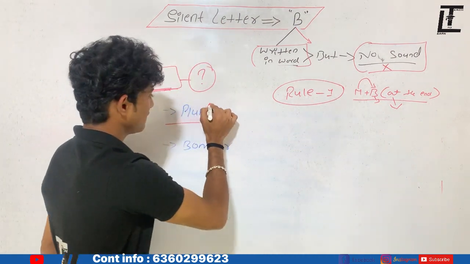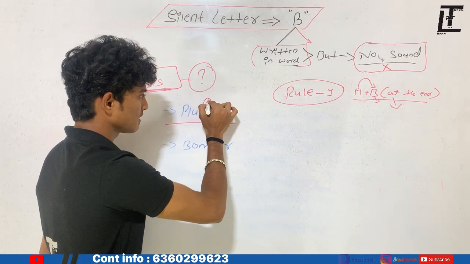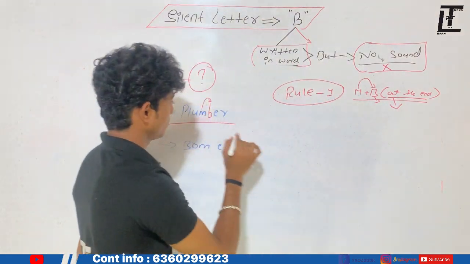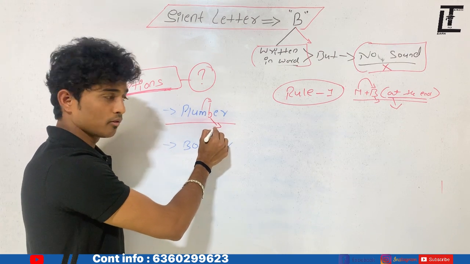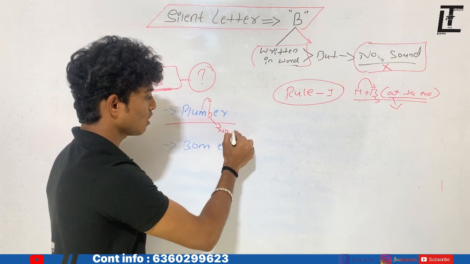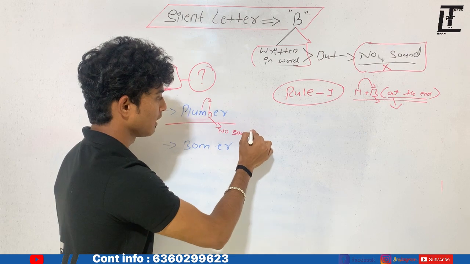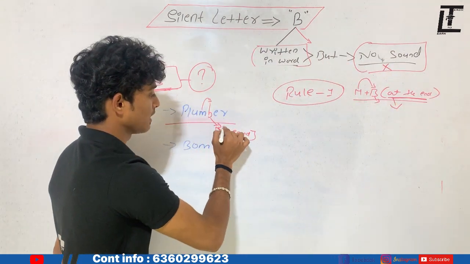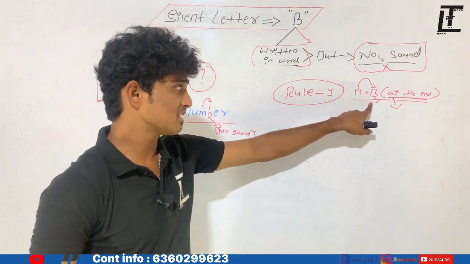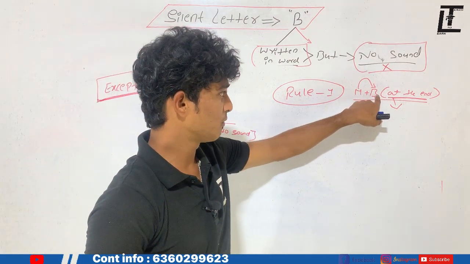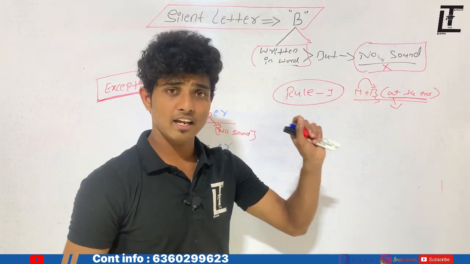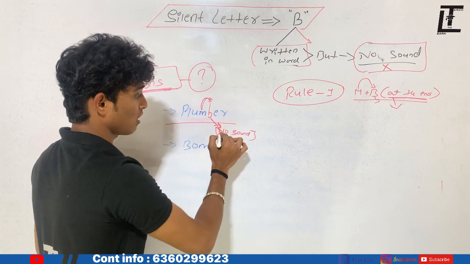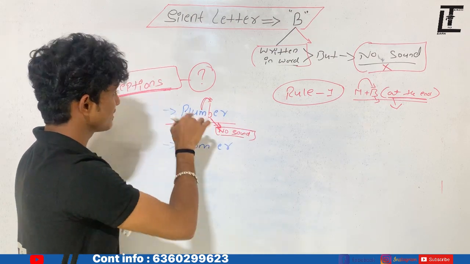B is there after this M, but the B is not at the end. Though it is not at the end, there is no sound of this B. It is called the exception. The rule was that B is silent when it is at the end after the M, but here it is not at the end, though it is silent. This is called the exception.